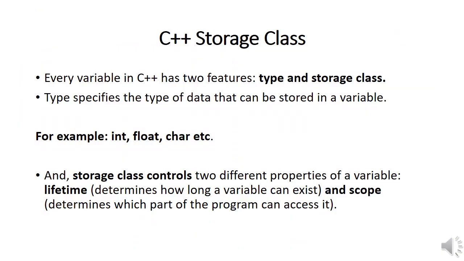So, first we will see what a storage class is. Every variable in C++ has two main features: type and storage class. Type we already discussed, that is the type of the data that the variable can store. Example, int, float, char, etc. And the storage class is something different. The storage class is related to the properties lifetime and scope.